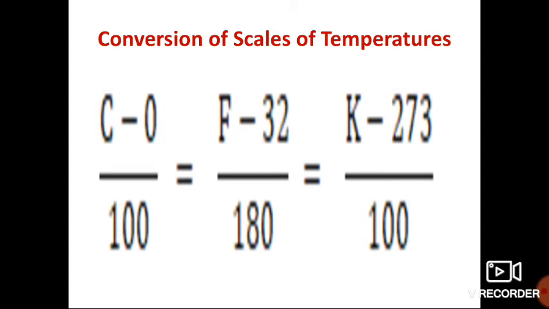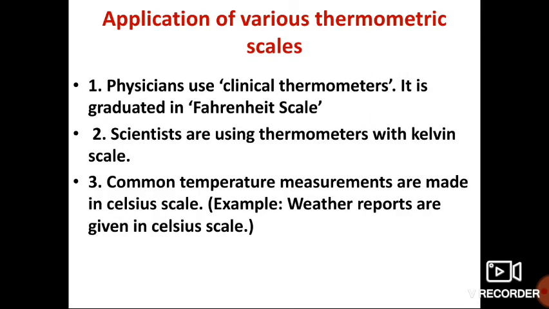Okay. So study this formula. You can convert Celsius to Fahrenheit, or Fahrenheit to Celsius, or Fahrenheit to Kelvin, or Kelvin to Fahrenheit or Celsius. Then the application of various thermometric scales. Physicians use clinical thermometers. It is graduated in Fahrenheit scale. The scientists use the Kelvin scale. Then common temperature measurements are made in Celsius scale.